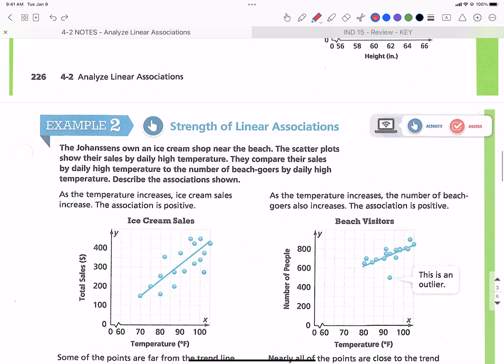All right, strength of linear association. We've already talked about this because we already did that little tree diagram up on that first page. So again, you only discuss the strength when it is linear. So I want you to underline the word linear here, because you only worry about discussing the strength if it's linear. If it's not linear, you don't have to worry about this, okay?